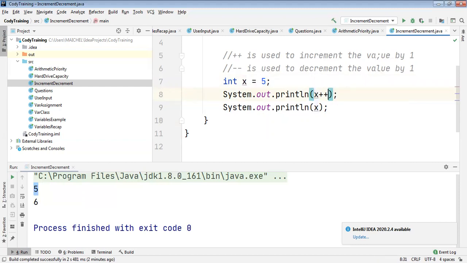With x first, the line gets executed first. After that, I increment x in memory, but you cannot see it until you move to the next line. Now the new value in memory is reflected. But in this line, it got executed with the old value.